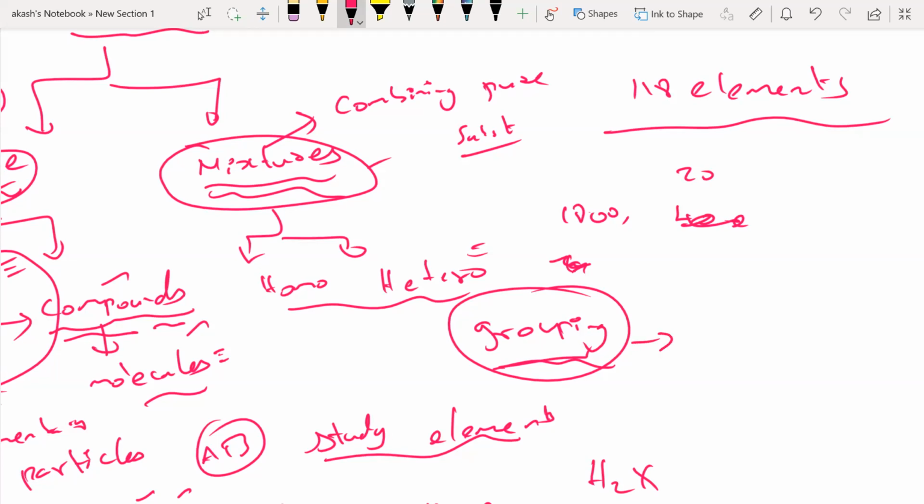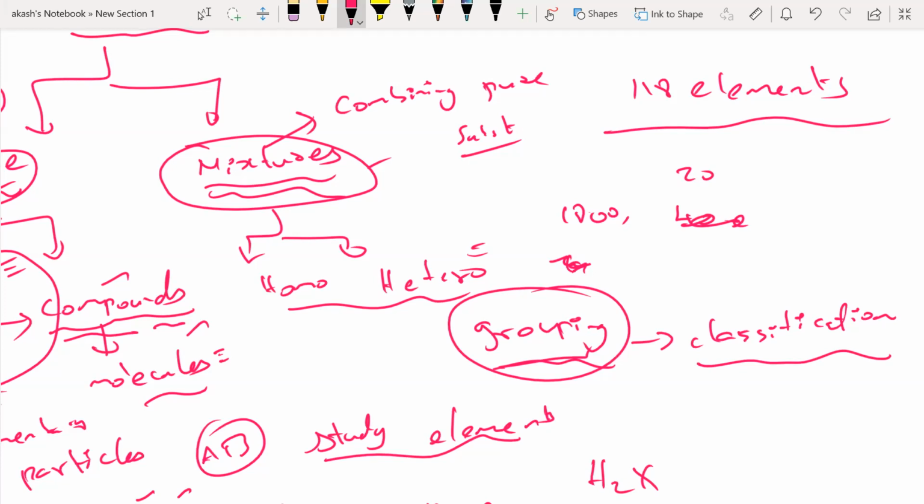Classification is nothing but grouping, and grouping is nothing but classification. What is classification? Dividing them into groups. This group will react with chlorine like this only. Some other group will react in a different way, but all the elements in that particular group will react similarly. So that is why we go for classification.